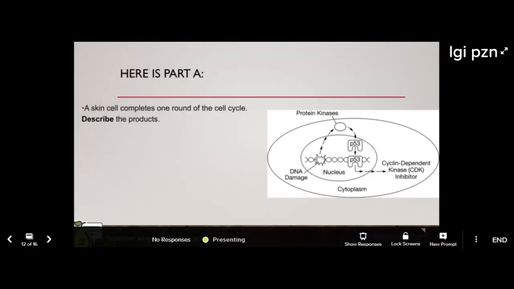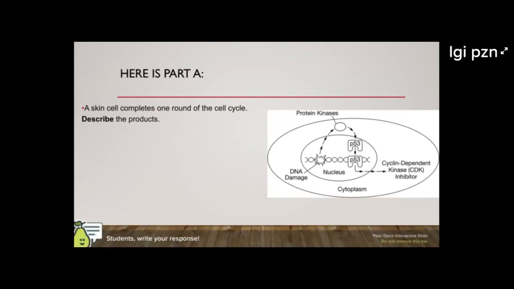Here's part A. A skin cell completes one round of the cell cycle. Describe the products. So this may seem misleading, right? It's actually not really asking about that diagram. It's asking about a basic thing that you guys learned called the cell cycle, right? This is where having a pad of paper out and a pen to scribble things down is a really good idea.